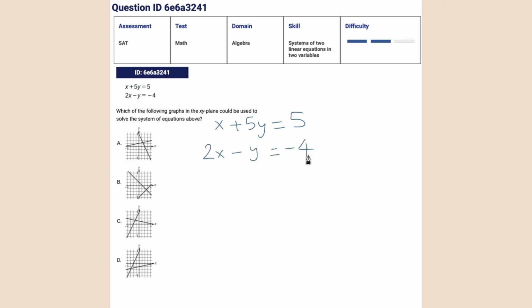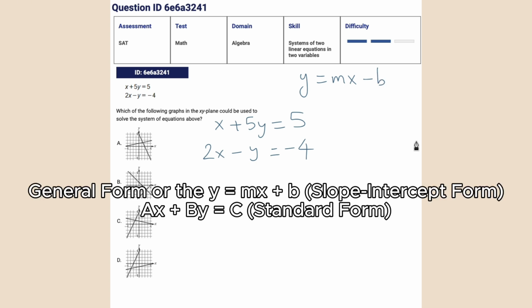Okay? So here, if you try to get a graph from this, it's not that simple. We are going to convert this into the general form of a line, which is y equals mx plus b. However, here we need to convert it. We have two ways of conversion. Okay, the first way. Let me take the first equation here.